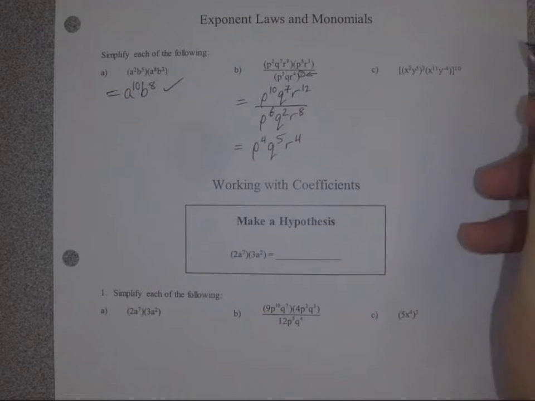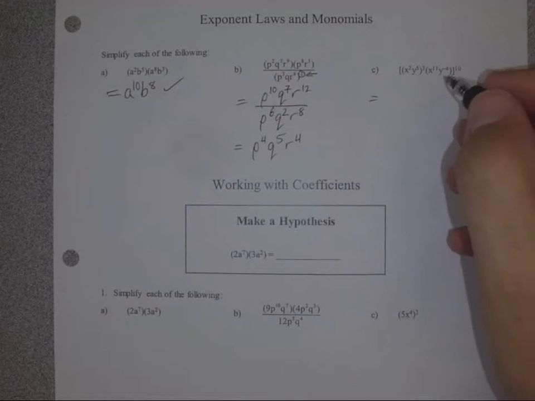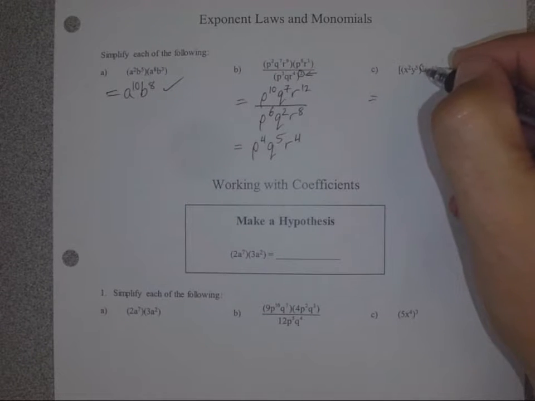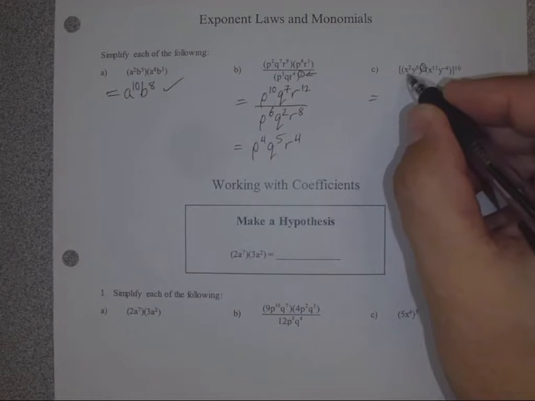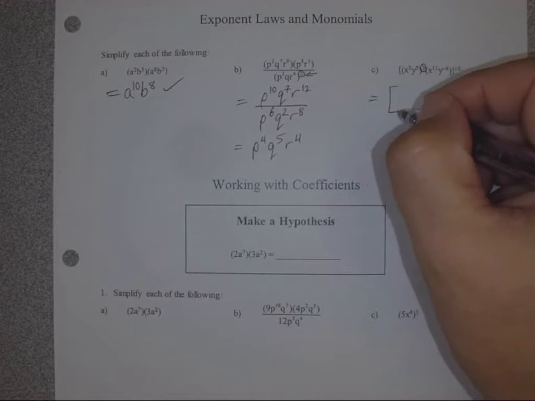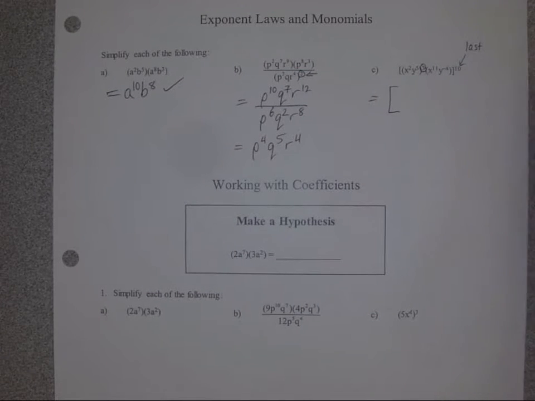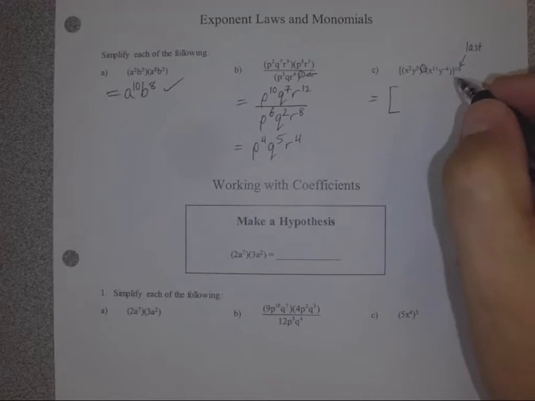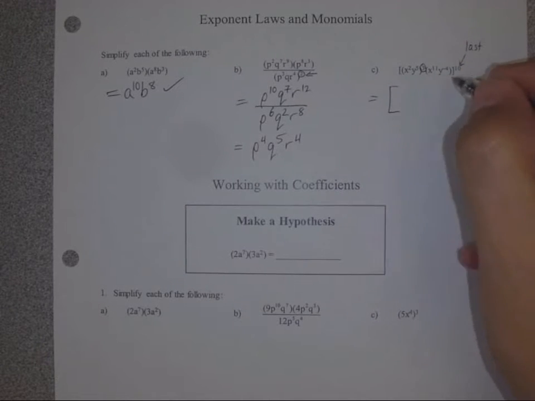All done. Okay, next one, C. So again, I see a pesky 3 right here. That 3 applies only to this bracket, x squared y to the 5th. So I have to figure that out and simplify that first before I can do anything else. I'm going to leave this to the last thing. I'm not going to multiply anything with that 10 until the very last step. So I want to simplify everything in here first.